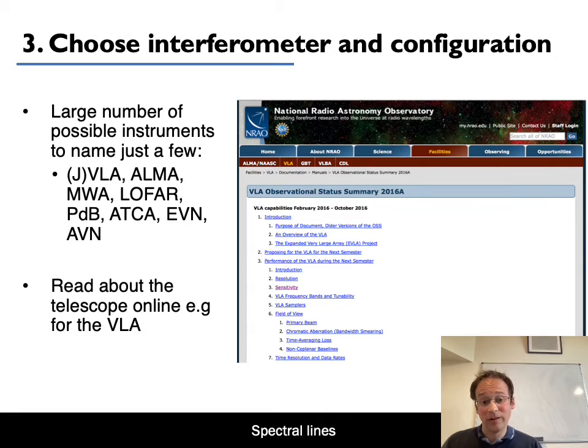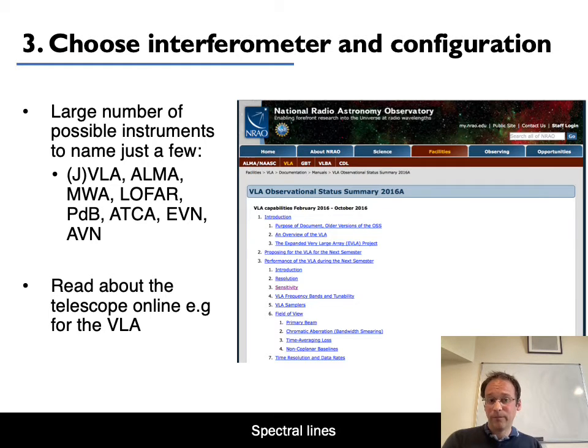If I want spatial resolution, then I may even look for time on, for example, the European VLBI Network. But if I'm more interested in, say, molecular lines, particularly at high frequencies, I may decide to apply for time on ALMA, the Atacama Large Millimeter Submillimeter Array, or the Plateau de Bure Interferometer.